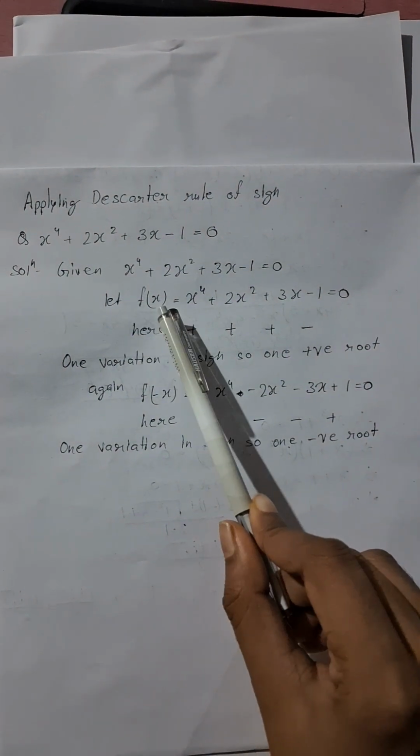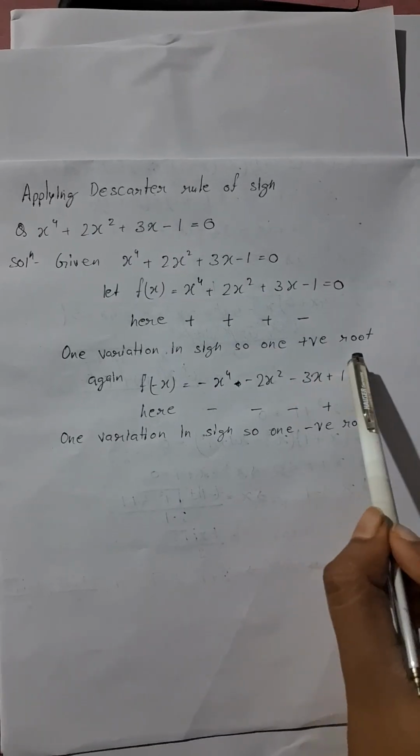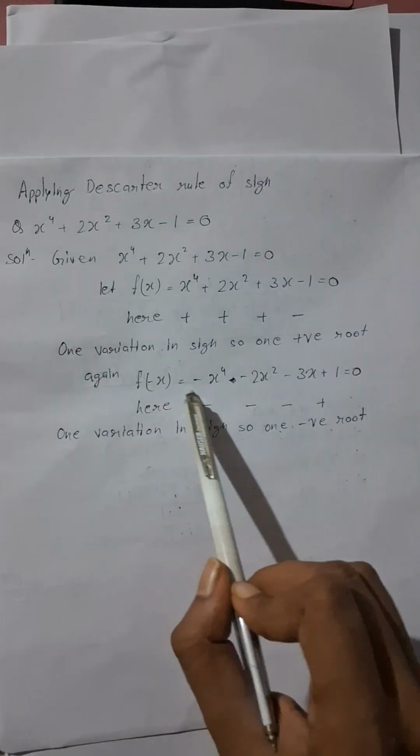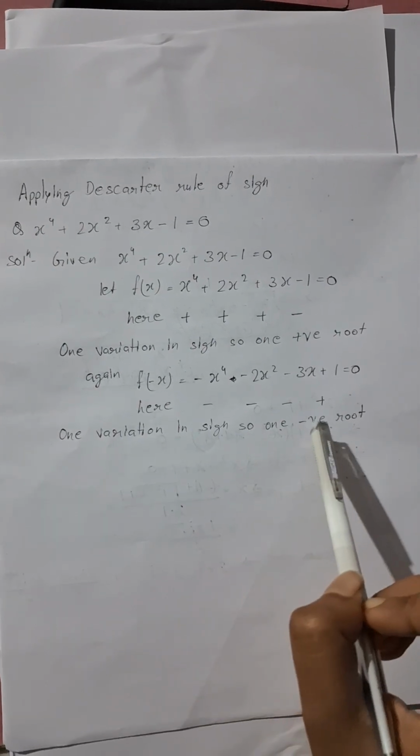In Descartes' rule of signs, we let an equation be f of x, where we write all the signs, and the number of variations is the number of positive roots for f of x. For f of minus x, we let the number of variations of sign be the number of negative roots.